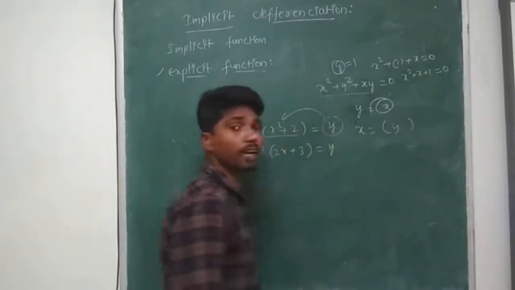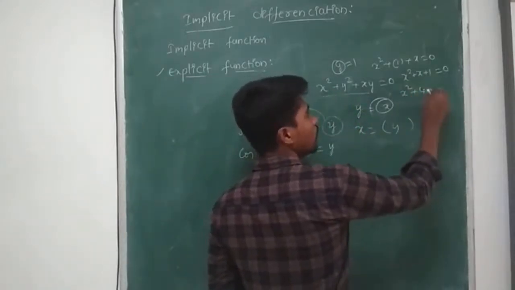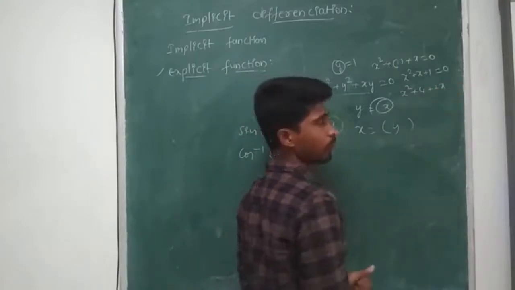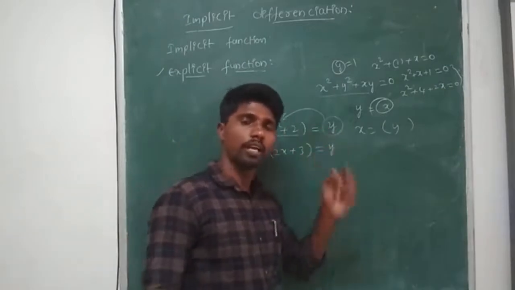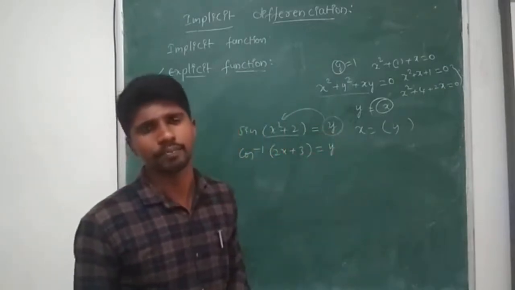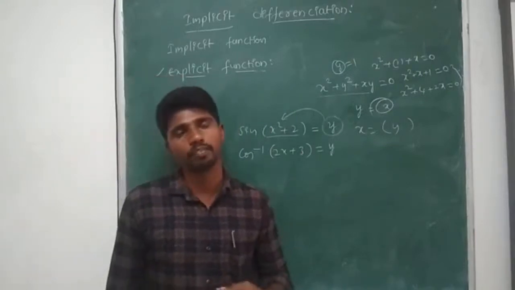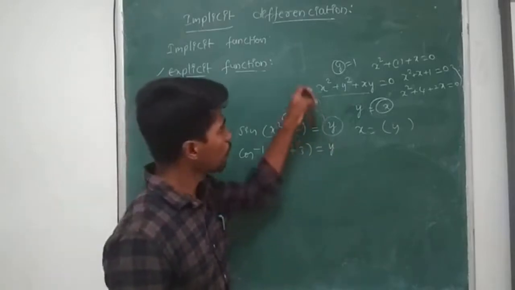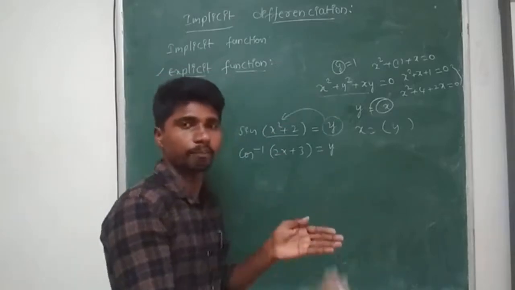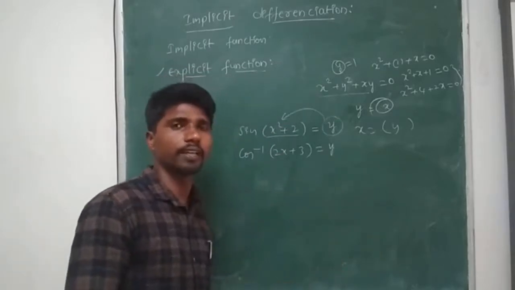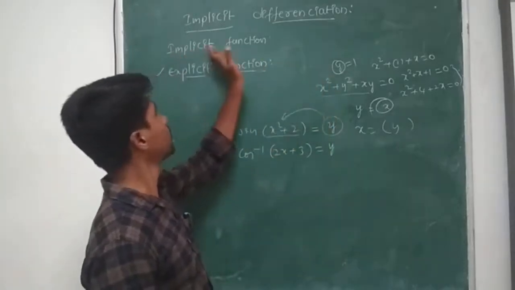If I substitute the y value as 2, what I get is x square plus 4 plus 2x, which is equal to 0. See, the value of x depends on y. In a similar way, if I consider x, the value of y depends on x. Even if you are not able to express this completely in terms of x, y as a function of x, we can say those types of functions are implicit functions.